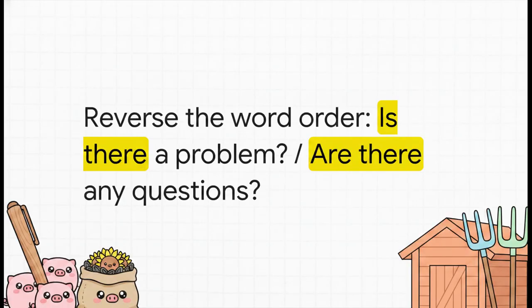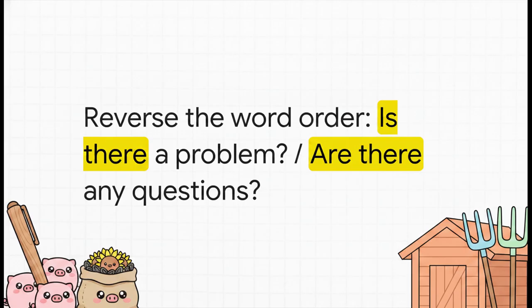Now for questions. To ask a basic yes or no question, you simply flip the word order around. You pop the verb right before the word there. So there is a problem becomes is there a problem? But I really want to focus on a very specific type of question. How many? When we want to know the exact number of countable nouns, like our farm tools, the animals, or those beautiful flowers, we use how many. Because we're expecting a plural number as an answer, how many is almost always followed by plural nouns, and the plural verb are there.